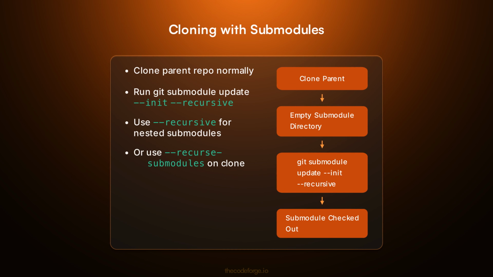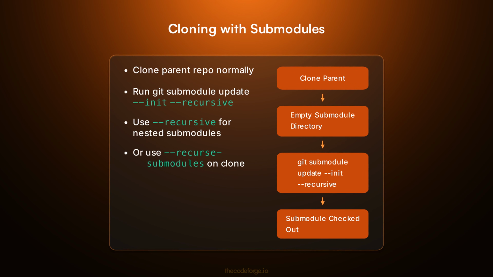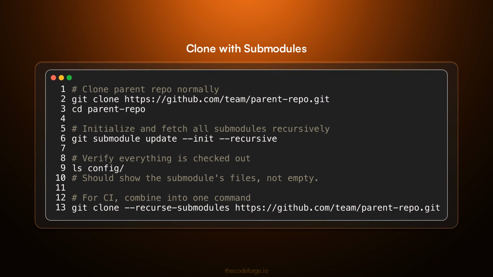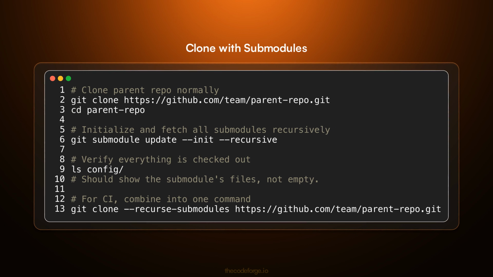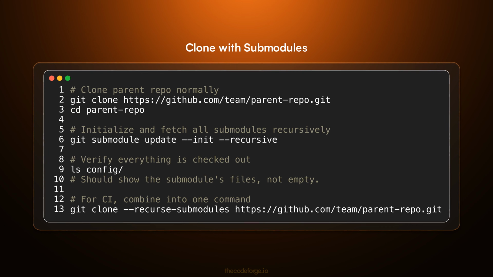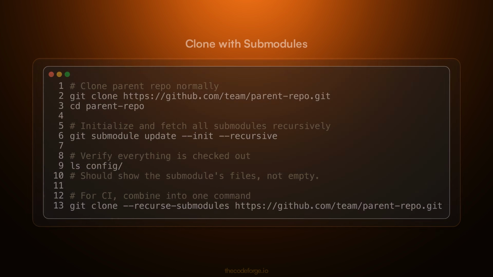When you clone a repo with submodules, you get empty directories. Running git submodule update --init --recursive fetches and checks out the pinned commits. The recursive flag is essential for nested submodules. Always use init the first time. After that, git submodule update without init works, but if you're writing a script, always include init to be safe. For CI, you can use recurse-submodules on clone.